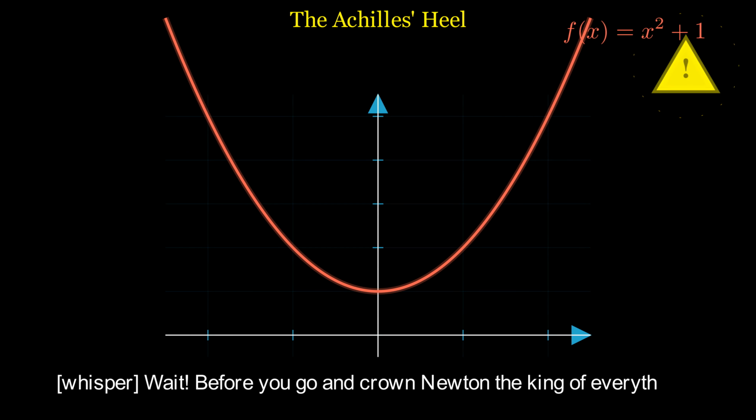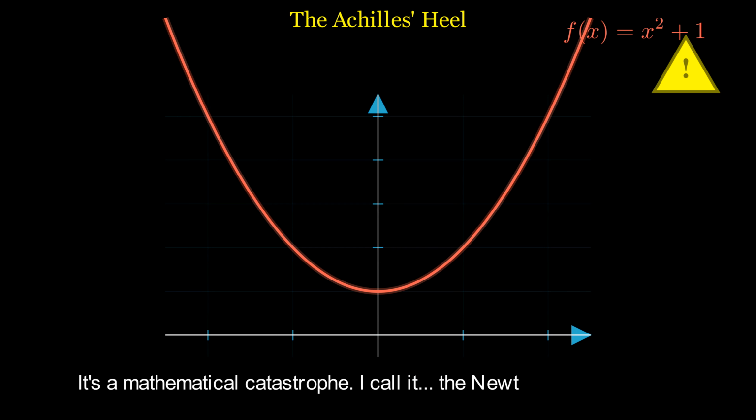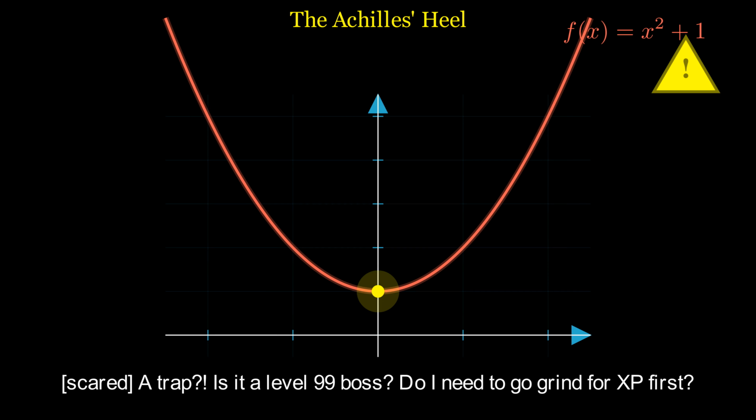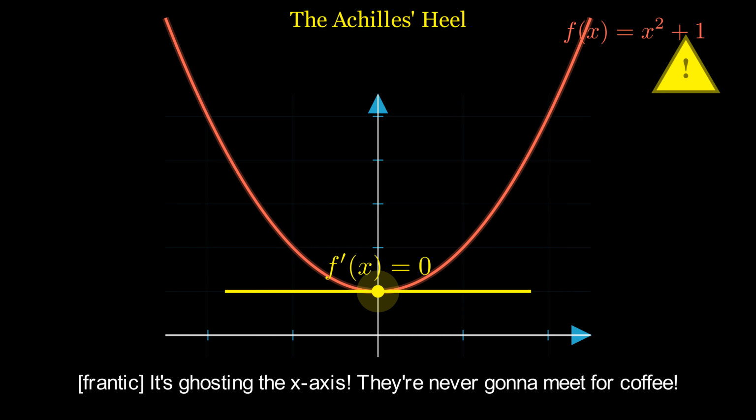Wait, before you go and crown Newton the king of everything. Every legend has a secret weakness, a fatal flaw that brings the house of cards down. It's a mathematical catastrophe. I call it the Newton-Raphson trap. A trap? Is it a level 99 boss? Do I need to go grind for XP first? Look at this tangent. It's not climbing, it's not diving, it's just flat. It's ghosting the x-axis. They're never gonna meet for coffee.